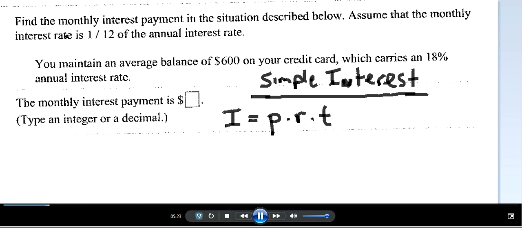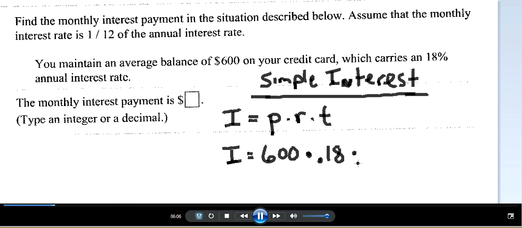In this problem, it says you maintain an average balance of $600 on your credit card, which carries an 18% annual interest rate. Annual means 1 year. So in this case, I've got the interest, that's what we're solving for, equals the principal amount, which is the $600, multiplied by the rate, which is 18%, and I write that in decimal form of 0.18, and multiply that by the time.